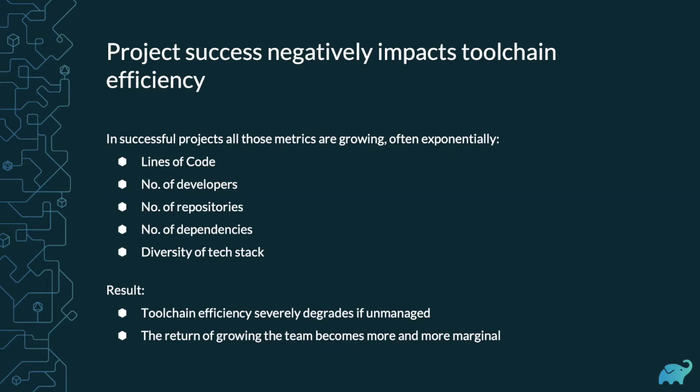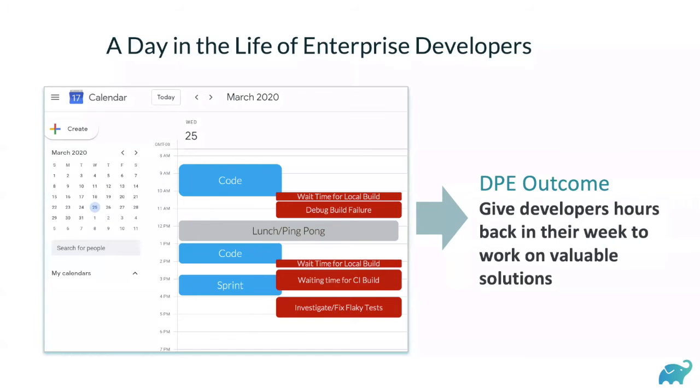We made this experience better for our developers, but let's keep that up. We don't treat this as a one-shot deal, right? This is a practice. So success for DPE is pretty straightforward, right? It's giving developers hours back in their work, in their week, to work on valuable solutions for the company, work that actually makes them feel good, right?